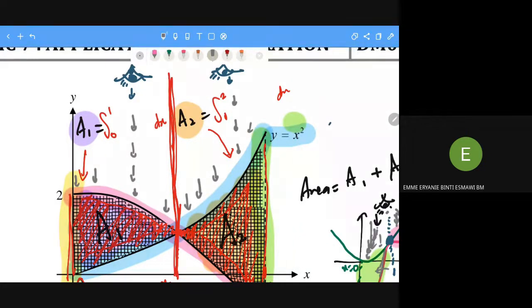Okay, so there are two polls. Please answer. The first one is to find A1, what functions do we have to subtract? And then to find A2, what functions do we have to subtract? Okay, jadi ada dua polls. Sila answer, please answer both polls.